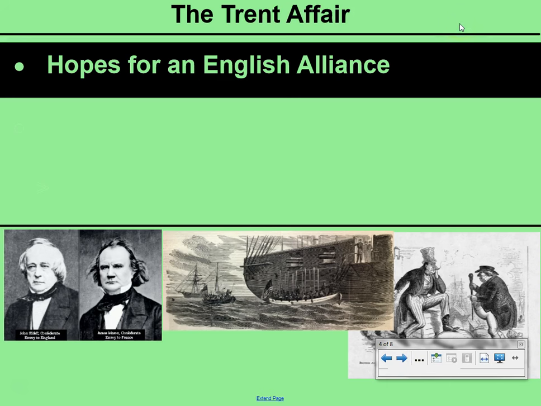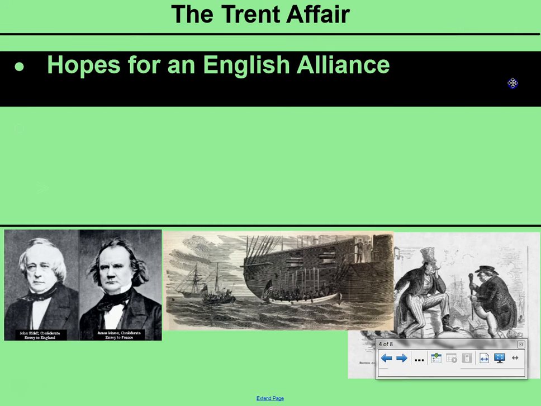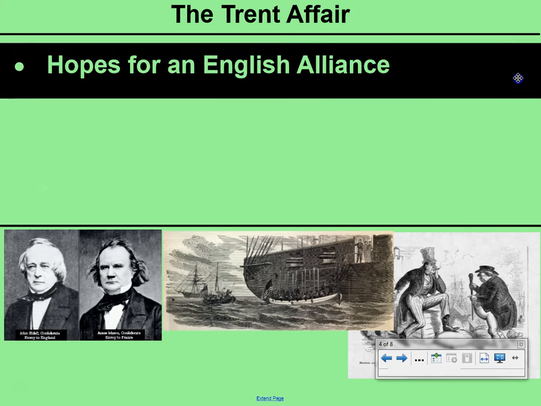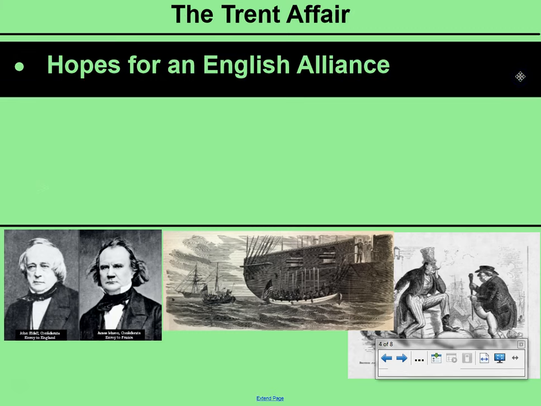So we're going to start with the Trent Affair, but we will back up just a touch here and start with hopes for an English alliance, and then we'll get into the meat and bones of the Trent Affair. Now, the South going into the Civil War, they have lots of weaknesses. One of the big hopes they have for independence is going to lay with getting some foreign recognition, just as much as the effort of their troops. If they want to gain their independence, their troops need to fight, but they also need some aid. They need some recognition, just like the American revolutionaries during the American Revolution.